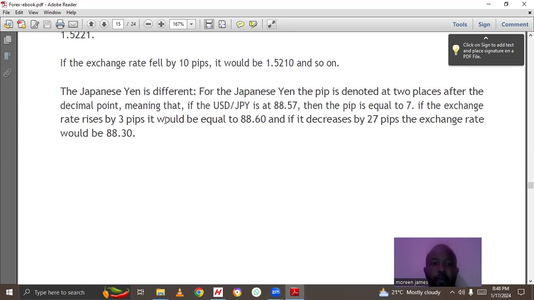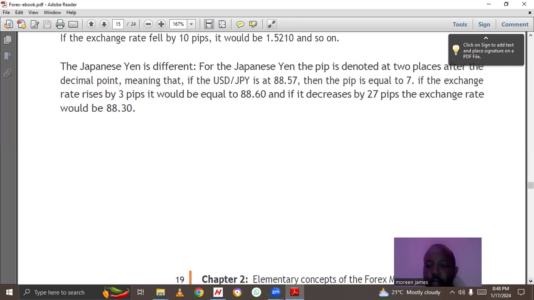So after the decimal, meaning that if the USD JPY is at 88.57, then the pip is equal to 7. If the exchange rate rises by 3 pips, it will be equal to 88.60. And if it decreases by 27 pips, the exchange rate would be 88.30. So you can see 57 minus 27 is 30. If it decreases by 27 pips, I'm just taking 57 minus this. And if the exchange rate rises by 3, I'm taking 57 plus 3. I hope you're following. So let's continue.